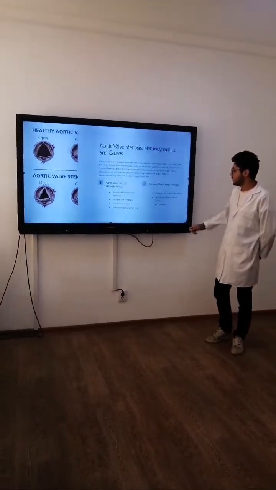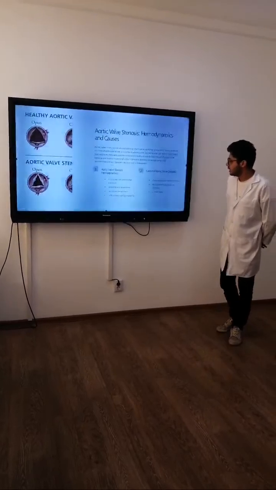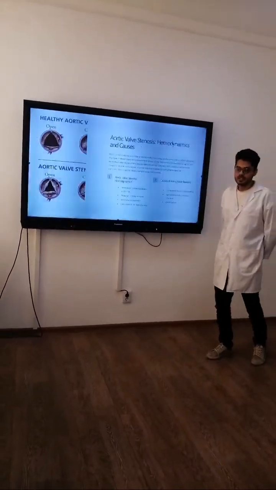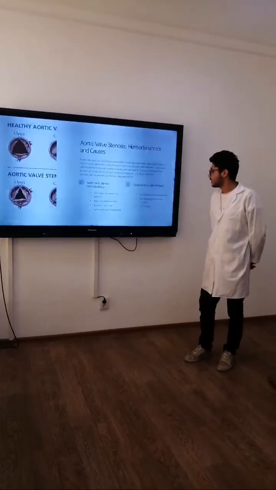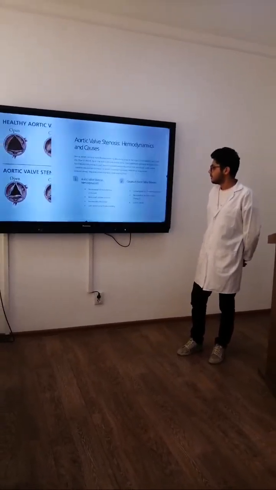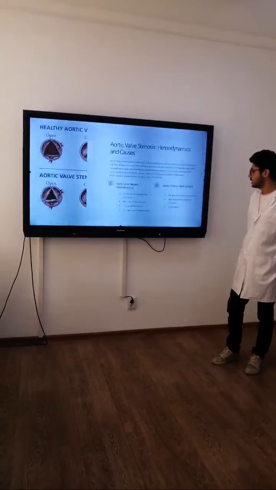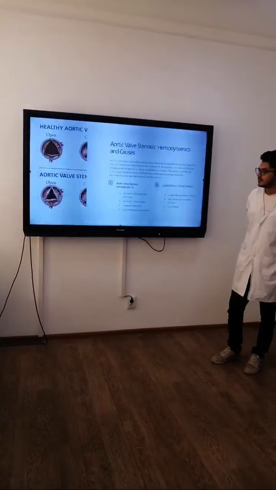Also, the causes of aortic valve stenosis. Sometimes aortic valve stenosis can be congenital. Usually, older people get aortic valve stenosis and calcification as well.